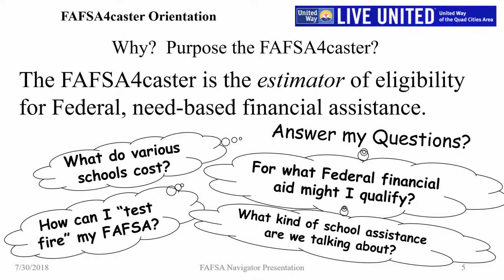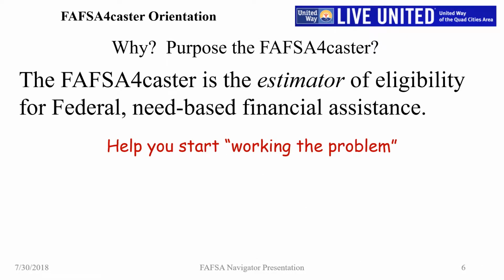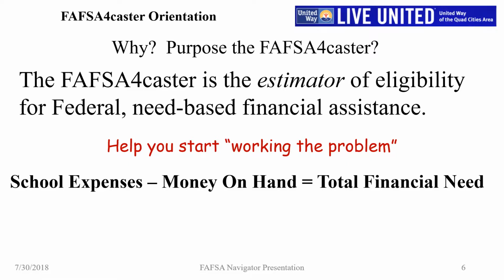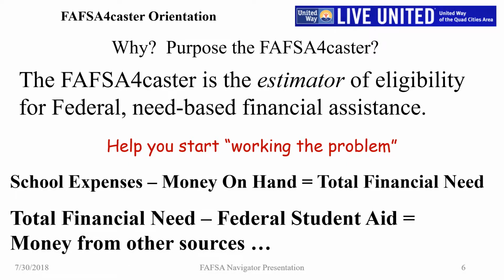I'm glad you asked. The FAFSA Forecaster helps you start working the problem. Like many American students and families, you're trying to figure out the formula of what are the total school expenses for a year. Then, if you apply the money you have on hand for education, this should lead you to the answer of what monies are still needed, your total financial need. Once you know your total financial need, you would then apply what you might receive in federal student aid so you can see where you are at and if you still need more education monies. The FAFSA Forecaster is here to help you work the problem.